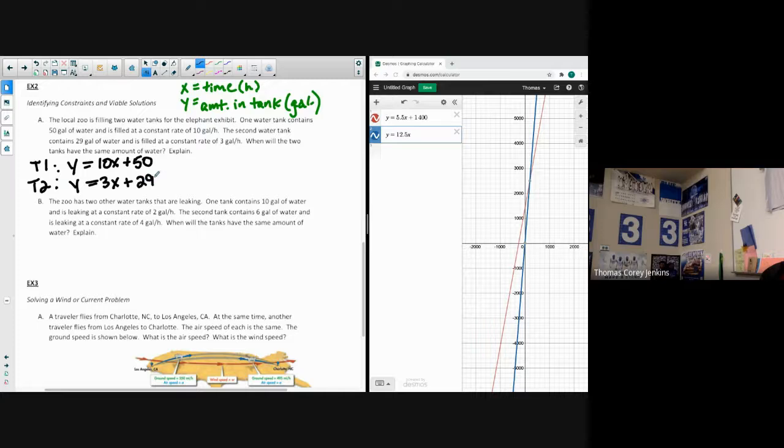If you just have some number sense and think about that, you might know that they're never really going to break even. If we're filling this tank at a higher rate and it has already started at a higher amount, tank 2 is never going to catch tank 1. But let's see how this looks algebraically on Desmos.